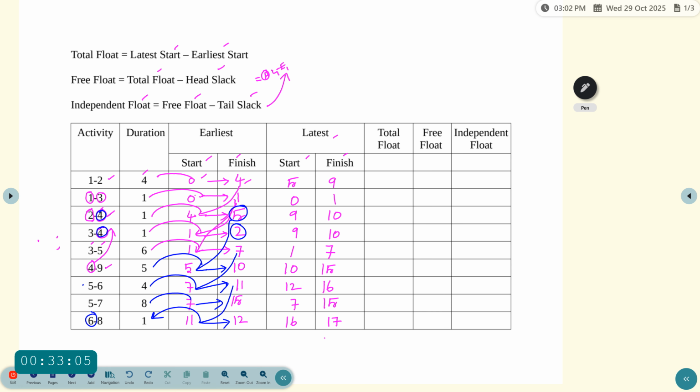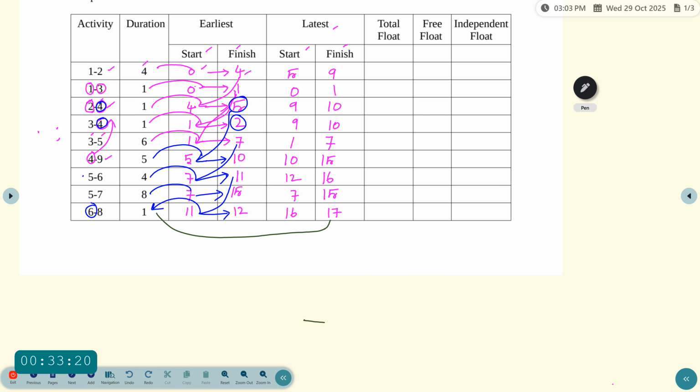Similarly, next activity 6 to 8. So 6 to 8, sixth value which is 17. Now 17 minus duration which is 1, which is equal to 16.